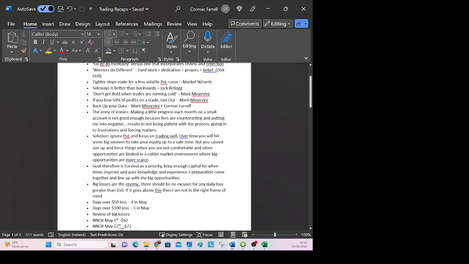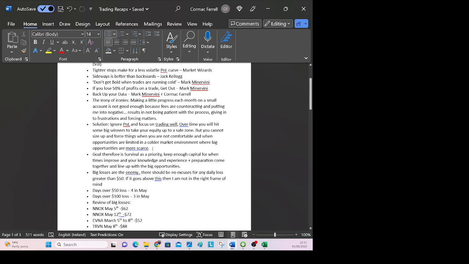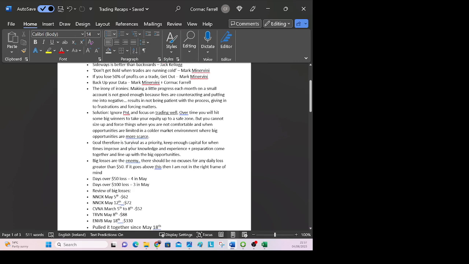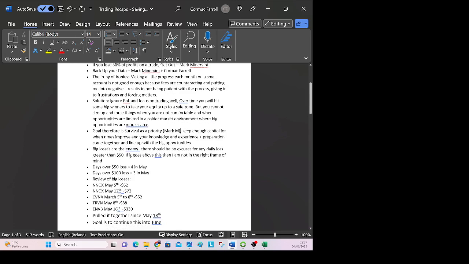You cannot size up and force things when you're not comfortable, when opportunities are limited in a colder market environment where big opportunities are more scarce. That's the market that we're in at the moment. The goal is therefore survival. This is actually Mark Minervini as well. He said this in a tweet the other day: keep enough capital when times are tough, improving your knowledge and experience. That's pretty much me putting things together in my own mind, but that's what all the top traders are telling us. Big losses are the enemy.